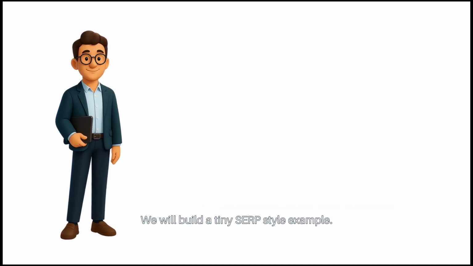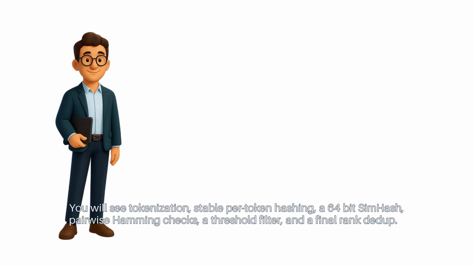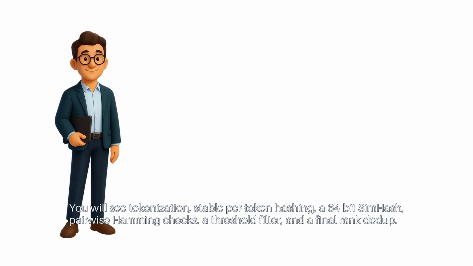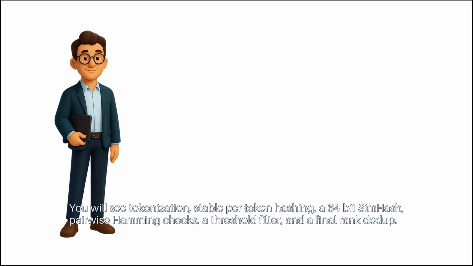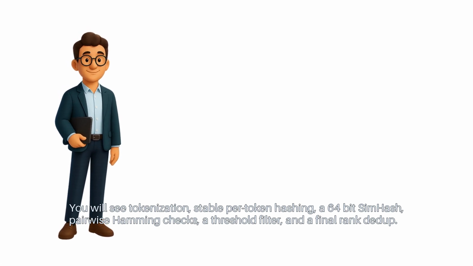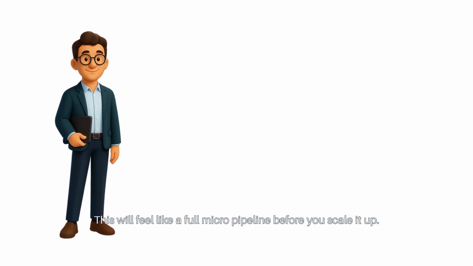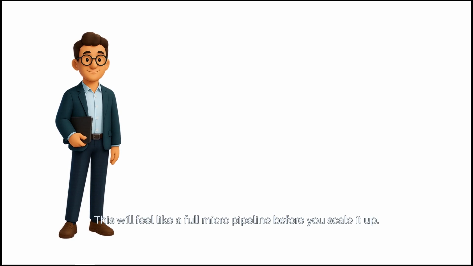We will build a tiny SERP-style example. You will see tokenization, stable per token hashing, a 64-bit SimHash, pairwise Hamming checks, a threshold filter, and a final rank dedup. This will feel like a full micro pipeline before you scale it up.